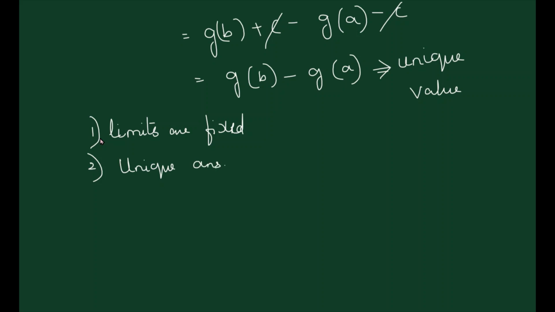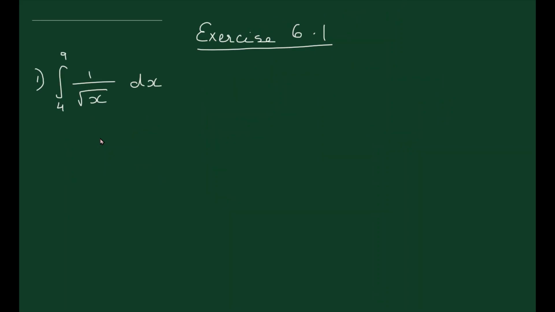During indefinite integration, the answers we got were for all functions actually. So we do not get functions here, we get a unique answer for definite integration. And thirdly, there is no constant of integration applied. So this is the basic difference between indefinite and definite integration. Now you will understand it more clearly when we start with the sums. So we begin with exercise 6.1.